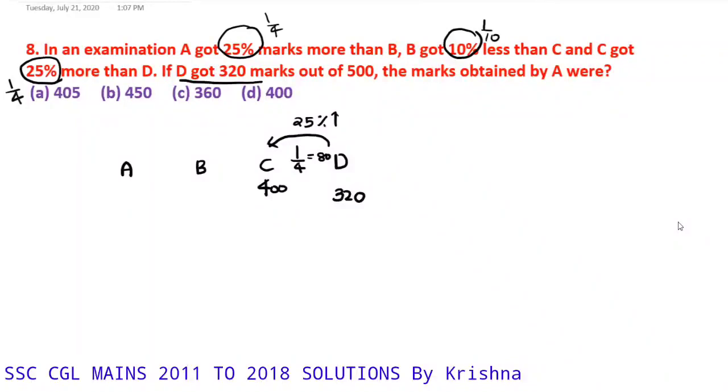Now coming back to the question, B got 10% less than C. So B is getting 10% less than C. C is 400, so 10% less means 40 marks less. So B is getting 360 marks. Less means we'll subtract, so 400 minus 40 gives us 360.